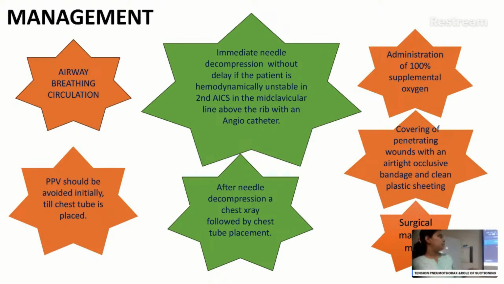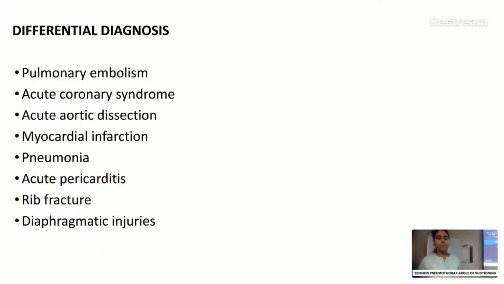If it is an open wound, meaning after the open pneumothorax, tension pneumothorax has resulted, we'll cover the wound with an airtight occlusive bandage and plastic sheeting, and we should avoid positive pressure ventilation initially until the chest tube is placed. Because if you give positive pressure ventilation, the pneumothorax will further aggravate, because the logic is that air will go inside but it will not come out. And if it doesn't get managed by needle placement or intercostal tube, then the last thing we are left with is surgical management.